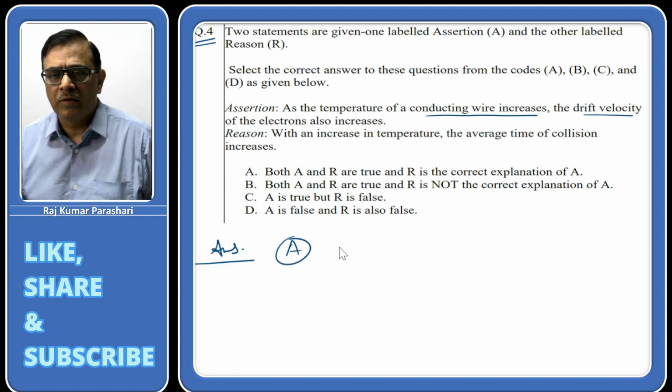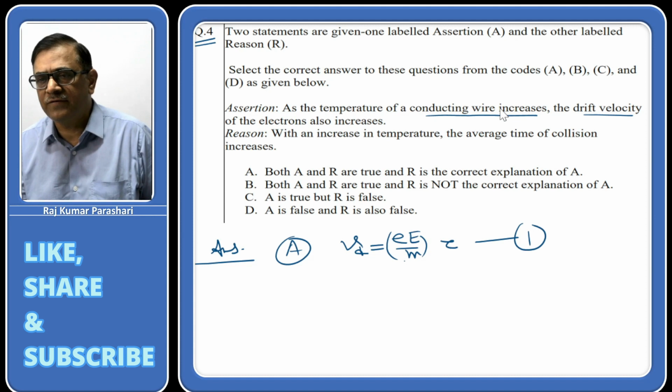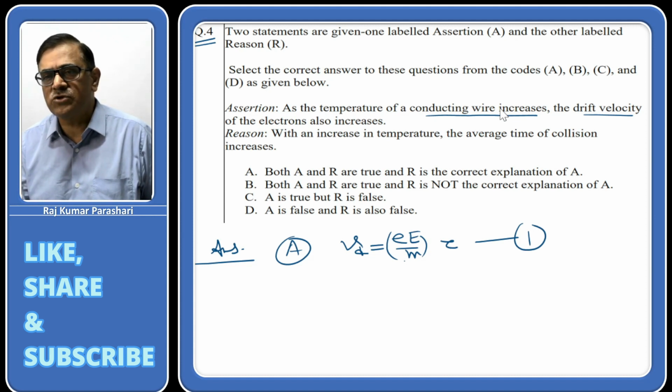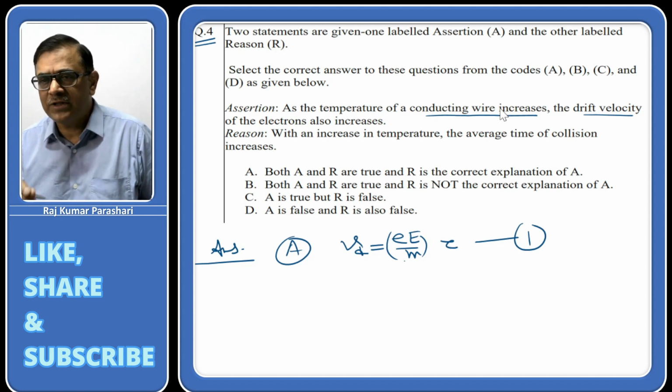Assertion. You see, drift velocity is given by the expression E by n is to tau. As temperature increases, amplitude of vibration of the ions within the conductor increases. Due to this, there will be less space for the electrons to move. Now, as there is less space for the electrons to move, they collide more frequently with the ions.